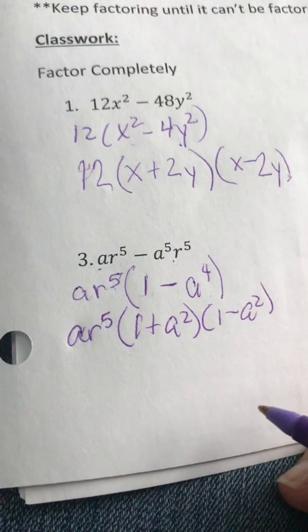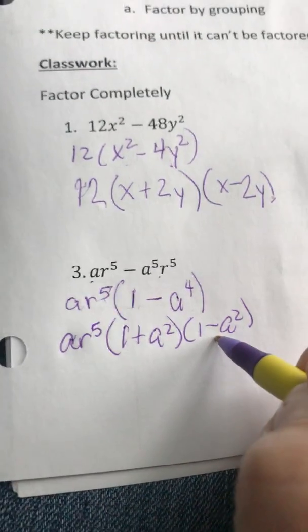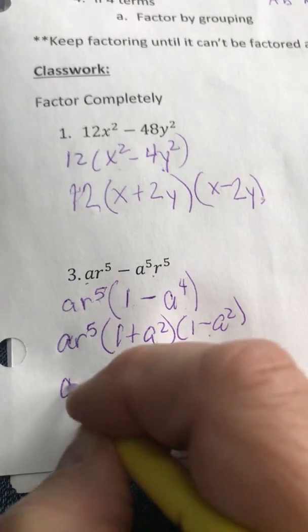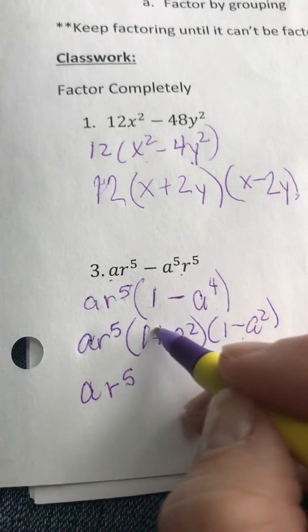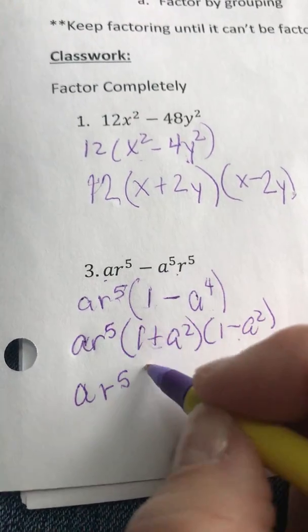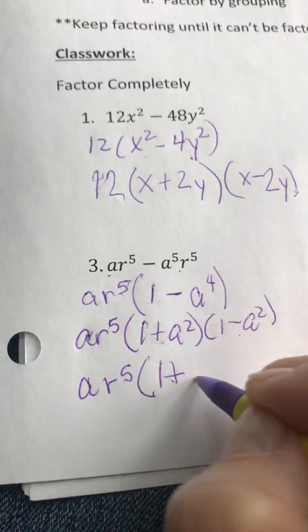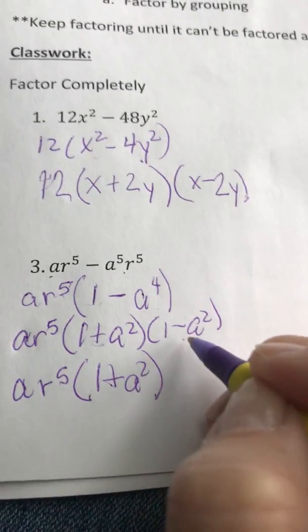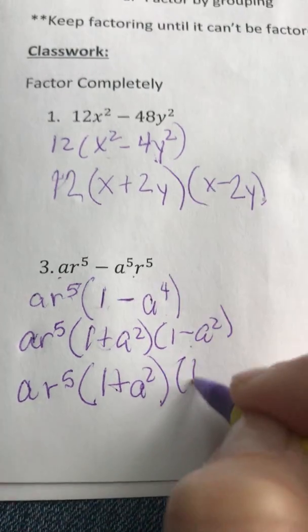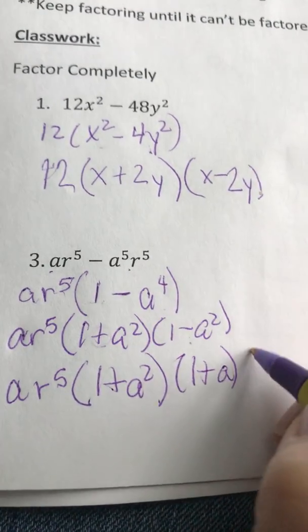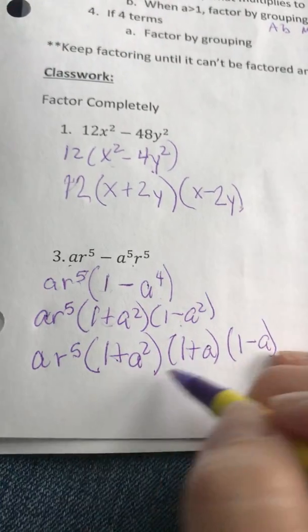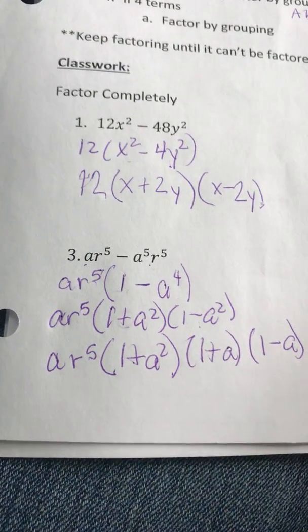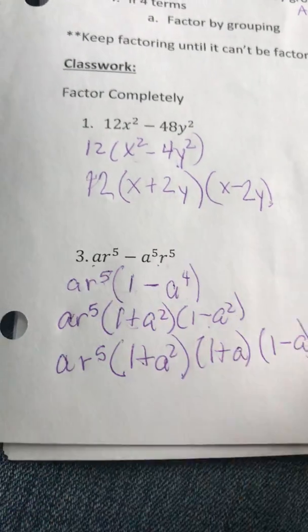And you think you're done, but you're not, because that is difference of squares again. This is what I meant by sometimes it goes on a few times. This is not difference of squares because this is not a difference. So this just comes down 1 plus A squared, and then this difference of squares goes to 1 plus A, 1 minus A. Okay, so all 4 factors are equivalent to this one.